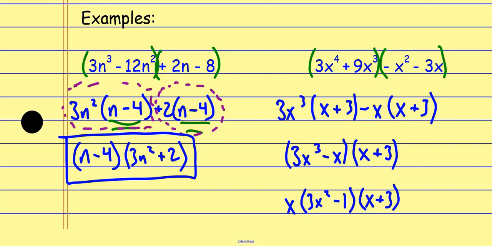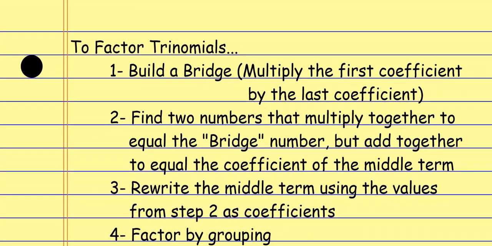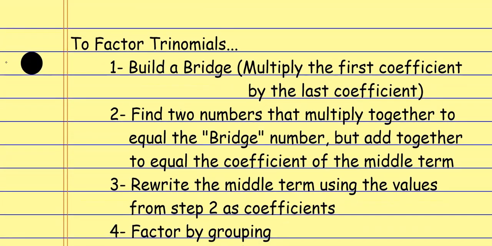The other thing about factoring by grouping is you have to factor something out even if it's just a 1, all right? So even if it looks like they don't have anything in common, factor a 1 out, okay? Let's talk about factoring trinomials. Remember, with factoring trinomials, we're working our way to factoring by grouping. So we build a bridge.